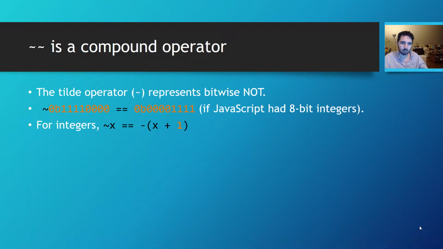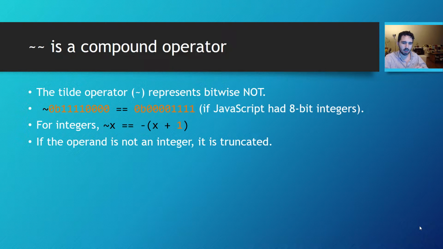There's a mathematical equivalence. For integers, bitwise not of a variable x is equal to minus x plus 1. And if the operand is not an integer, that is if it has a trailing decimal point, then that decimal value will be truncated. So in general, bitwise not of x is equal to minus Math.trunc(x) plus 1.